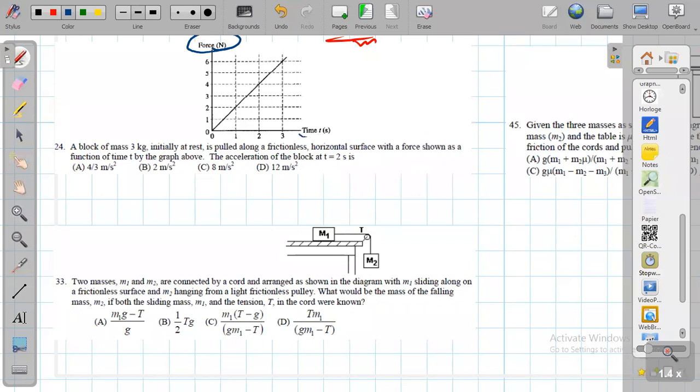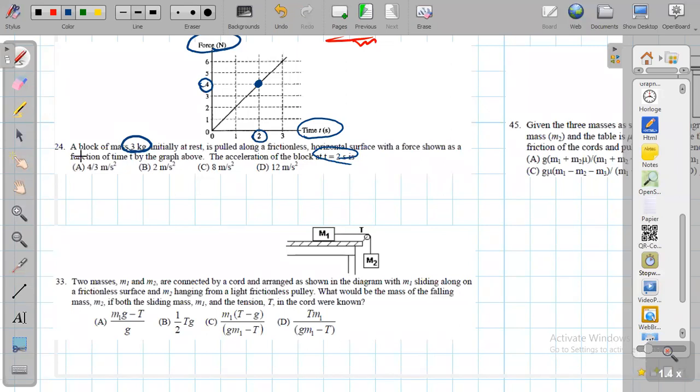Force is here, time is here. A block of mass 3 kg, initially at rest, is pulled along a frictionless horizontal surface with the force shown as a function of time in the above graph. The acceleration of the block at t equals 2 is? What is the force? You have to use your ability of reading graphs. According to time, max is 2. What is the force here? It is 4. At that moment, the block is 3 kg.